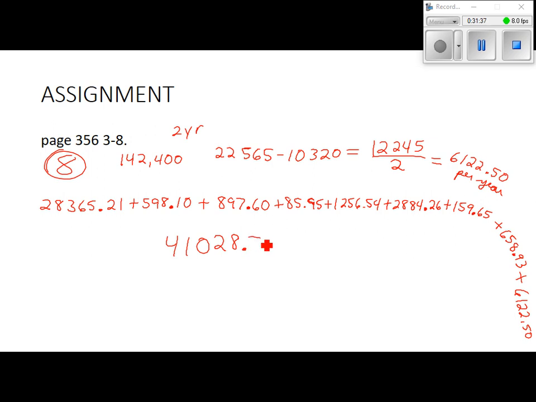41,028.74. And we're going to divide that by what? 142,400. How many cents does that give us? $0.29. Or about 29 cents. Anybody else get that?